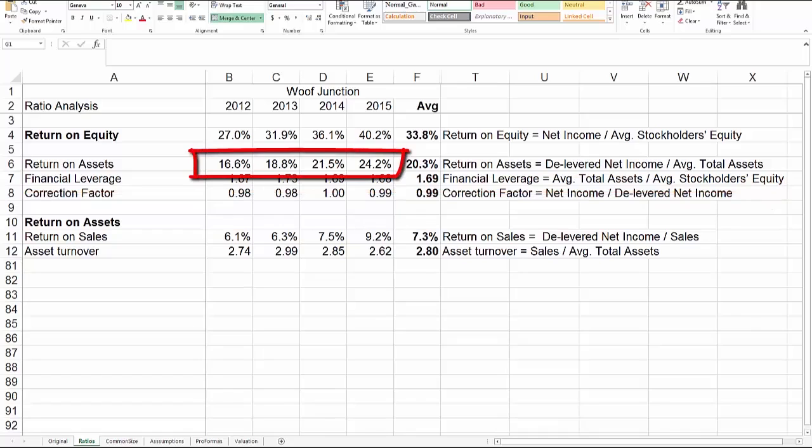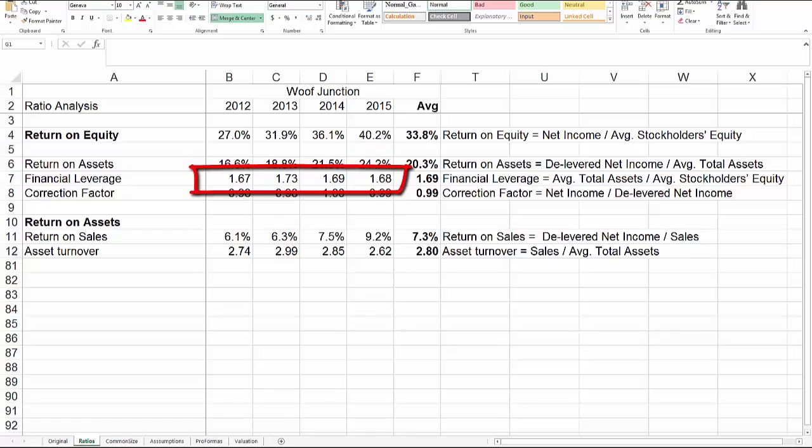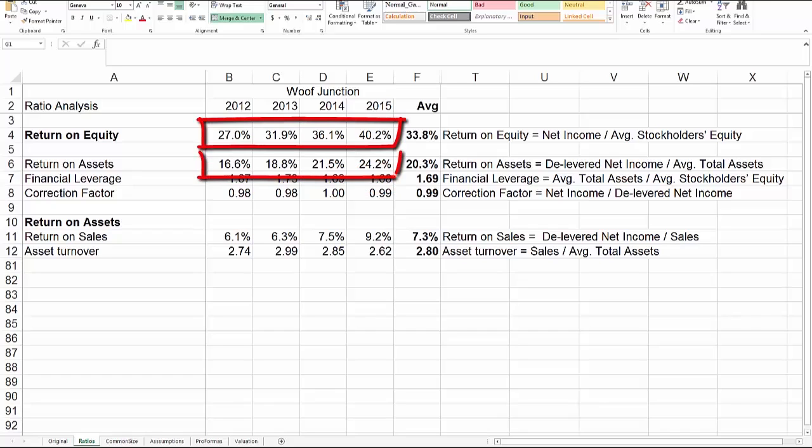Instead, we're going to focus on return on assets, strong upward trend in operating performance. So if you look at this 24%, for every dollar of assets, Wolf now generates about 24 cents in profit in terms of delevered net income. If you look at financial leverage, it's been fairly steady. So this 1.68 means that for every dollar of investment from shareholders, Wolf buys about $1.68 of assets, so they're getting about 0.68 of debt. So we can say that what's been driving their upward trend in return on equity is an upward trend in their operating performance.